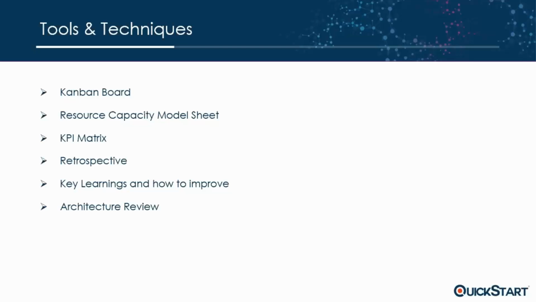Retrospectives, right? If you are coming from an agile background, even from a waterfall model, you can apply this there as well. But especially in agile, it's very important because you want to improve your mistakes from last sprints and actually correct them in the following sprints. Key learning and how to improve, and architecture reviews. These are some tools. So let's go to the next slide, please.